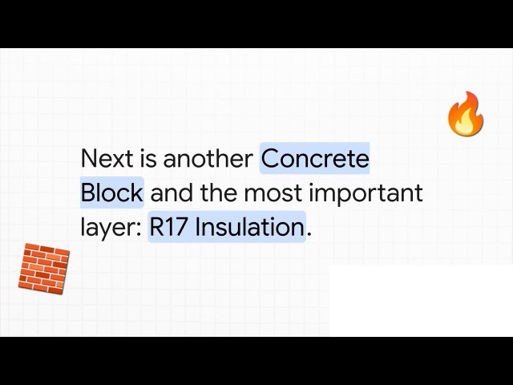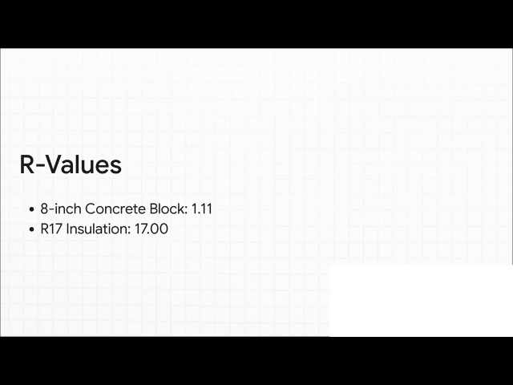Next up, we have another 8-inch concrete block, just like the first one. And then right after that, we have the real hero of the story, the layer that does most of the work, the insulation. So since the second concrete block is exactly the same as the first, it also has an R value of 1.11. But now look at the insulation. It's often named right after its R value, so R17 insulation has an R value of, you guessed it, 17.00.